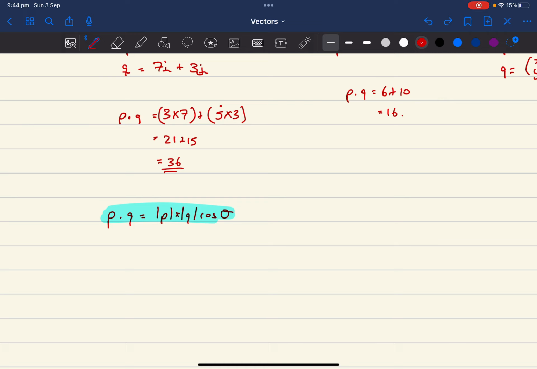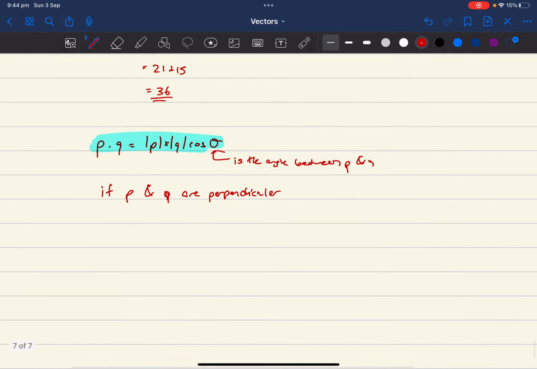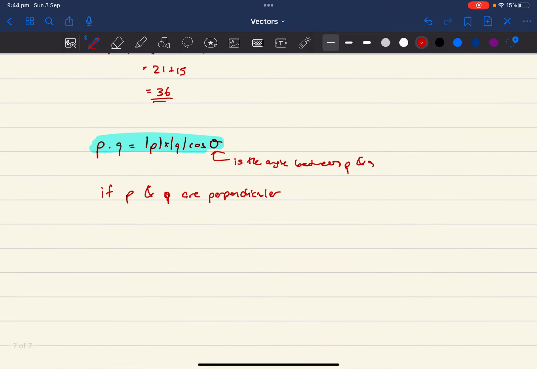Okay. Another useful kind of result, apart from these two highlighted ones, is if P and Q are perpendicular. Just remember this theta is the angle between P and Q, right? So if P and Q are perpendicular, then your dot product is 0. So P dot Q equals 0 if they're perpendicular, right?